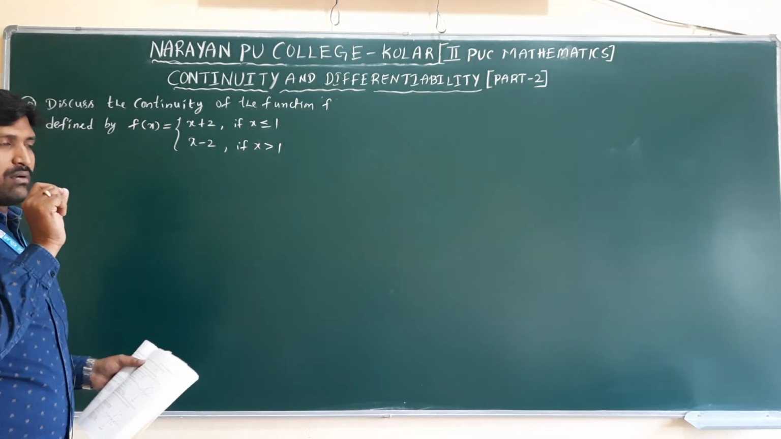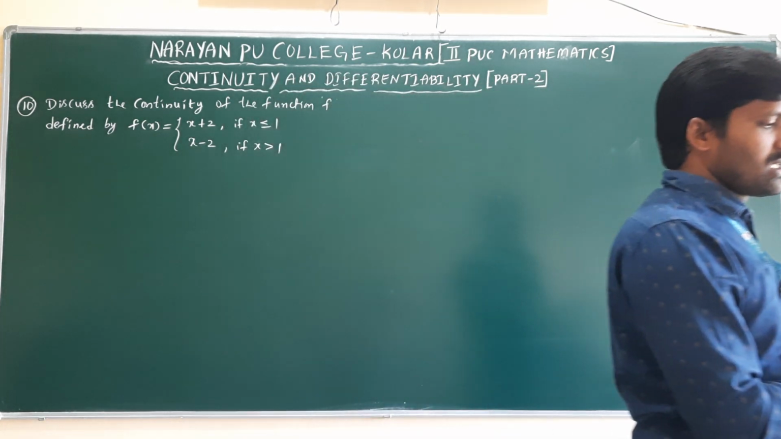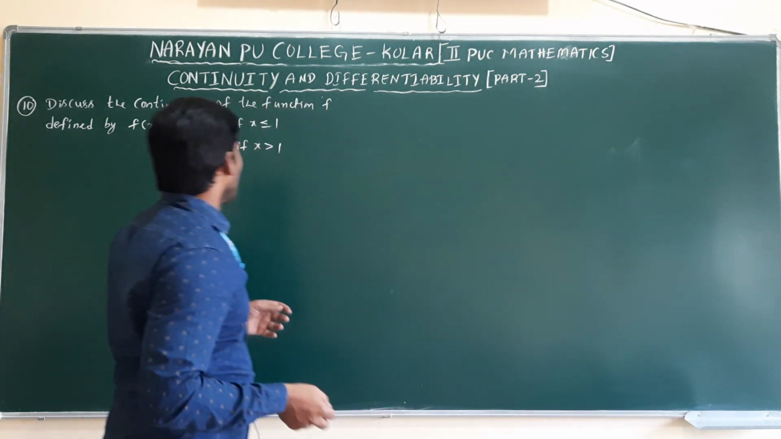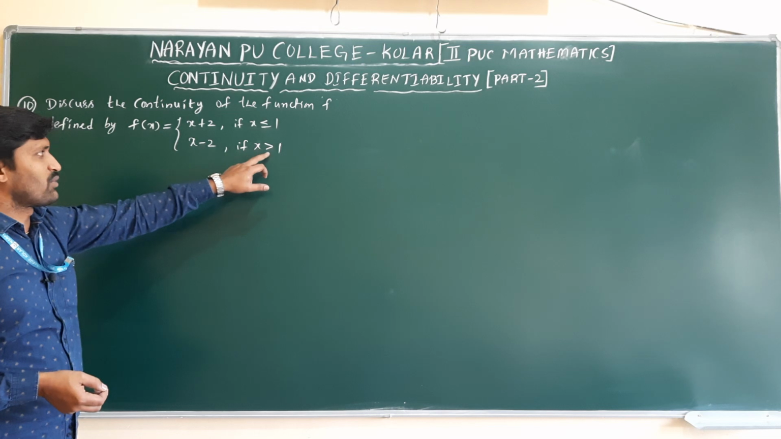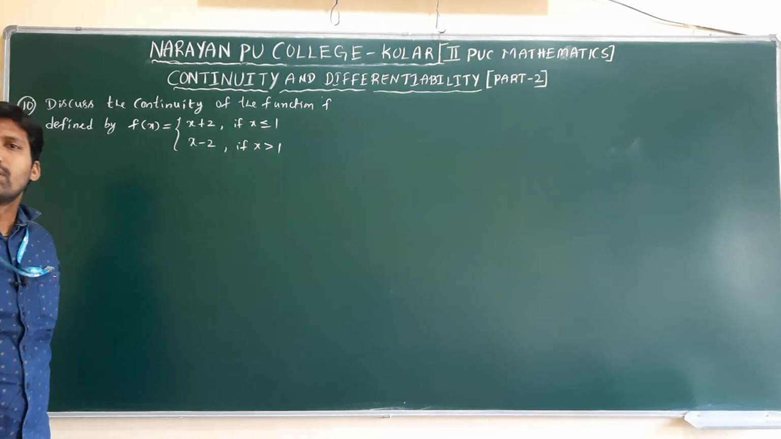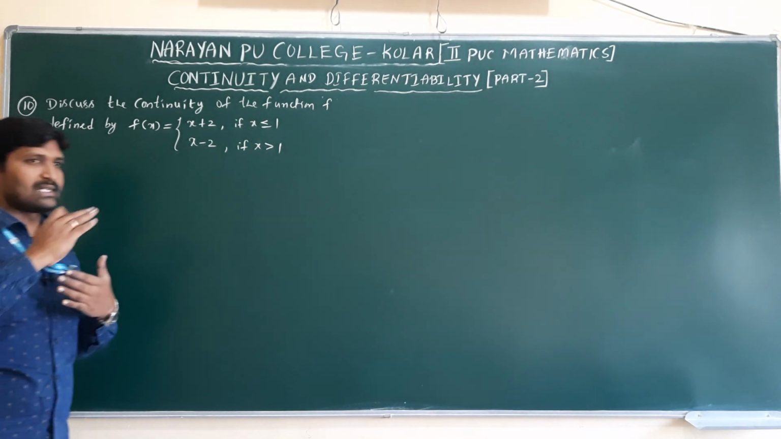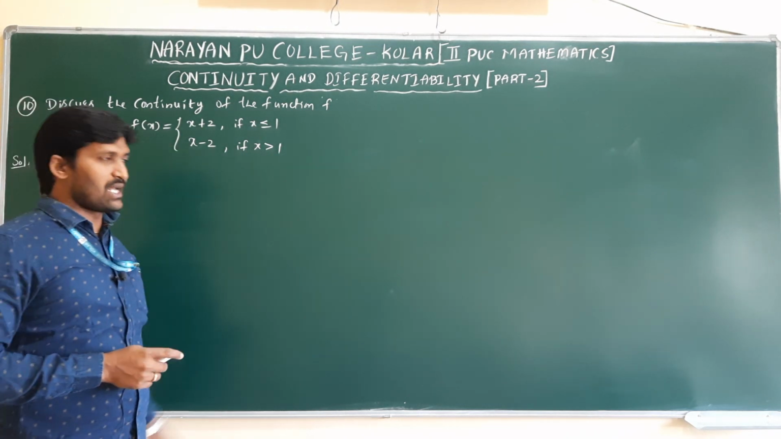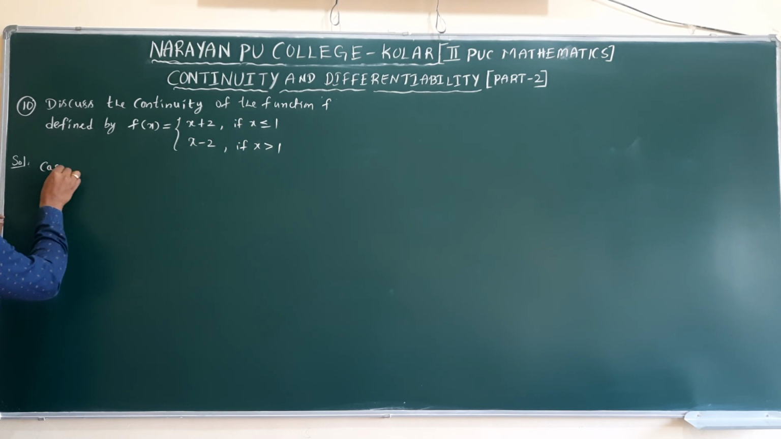But they are not asking at the point. We need to discuss in the overall interval or overall domain. Now here they define at x less than or equal to 1 is x plus 2, x greater than 1 is x minus 2. When you want to discuss, we need to check left side of 1, right side of 1, and at x equal to 1. We need to do three cases. Now here first, case 1.